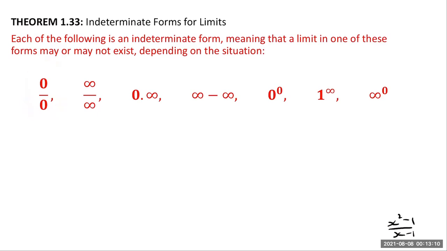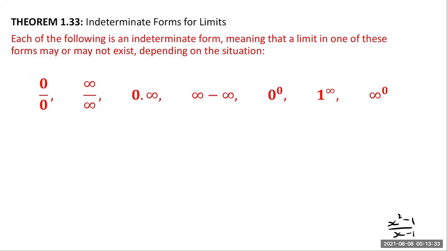That's why we say that this is an indeterminate form. Likewise, we have these 7 indeterminate forms: 0 over 0, infinity over infinity, 0 times infinity, infinity minus infinity, 0 to the power 0, 1 to the power infinity, and infinity to the power 0. All these forms are indeterminate forms. I'll take an example only for this case.